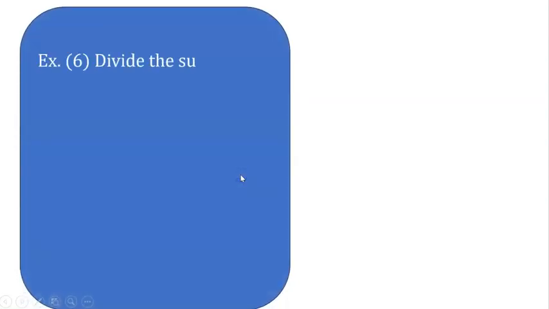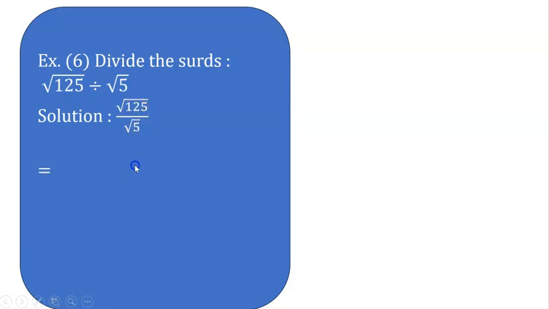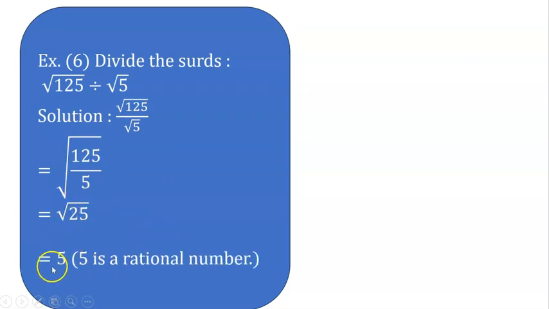Next, example number 6. Divide these surds. Root of 125 divided by root 5. Now the solution: root of 125 upon root 5. Again, both the surds have the same order. We can write root of 125 upon 5. Then you will get root of 25, and that is equal to 5. 5 is a rational number.